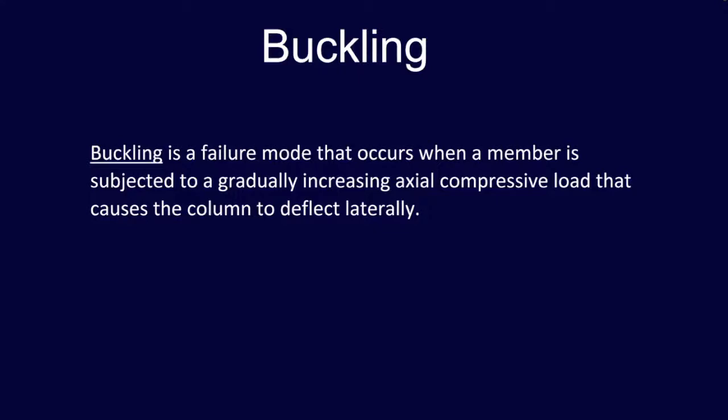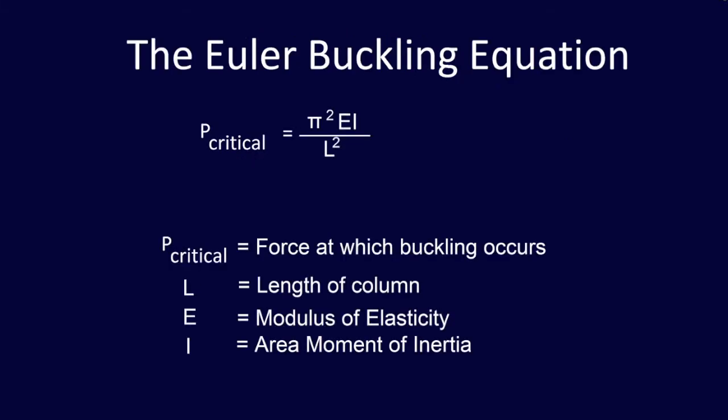Today we're going to take a closer look at buckling. As you know, buckling is a failure mode that occurs when a member is subjected to gradually increasing axial compressive load that causes the column to deflect laterally. This is the Euler buckling equation. It will be helping us predict how much force will make a member finally buckle.